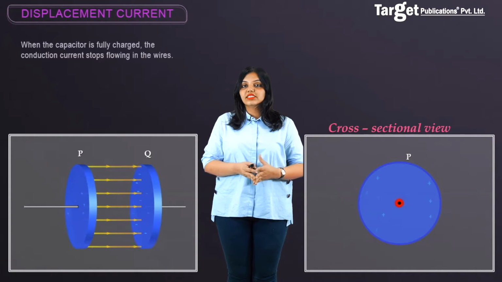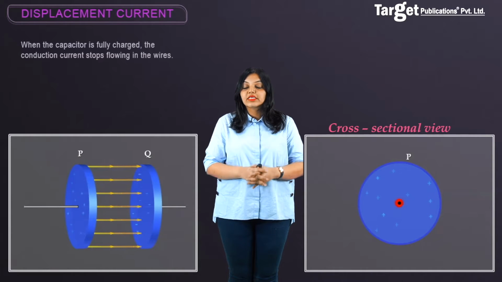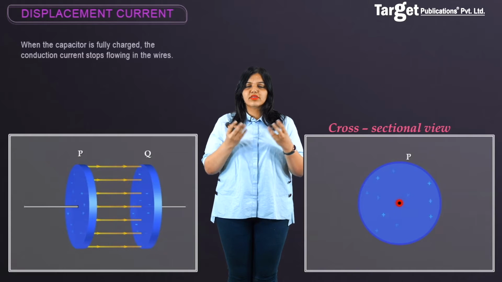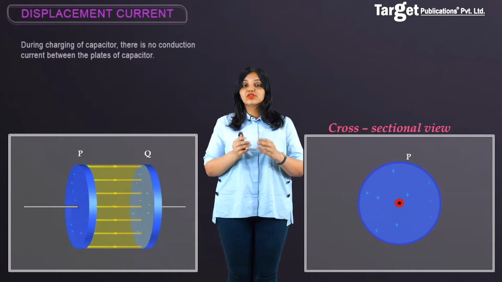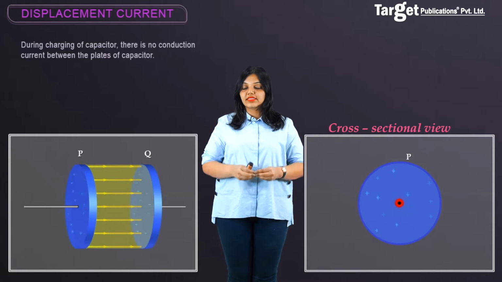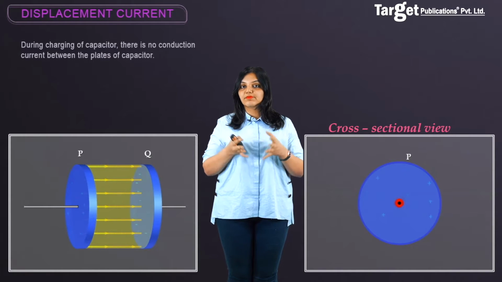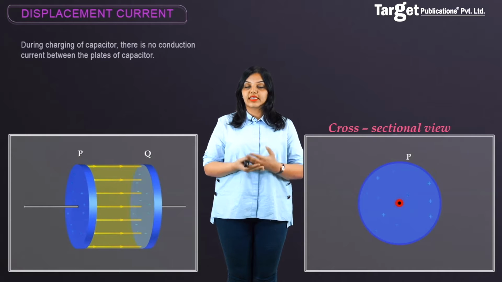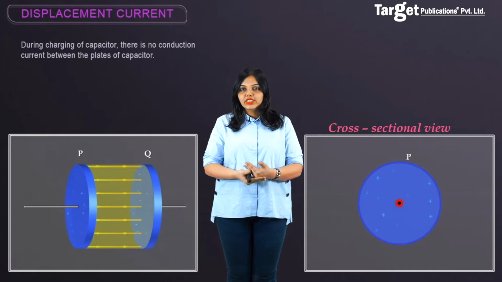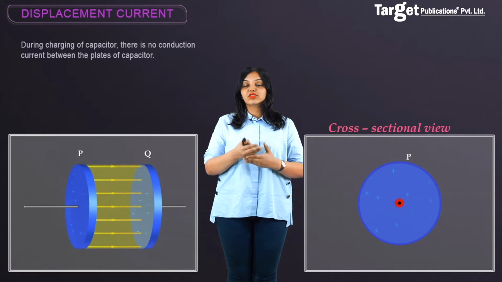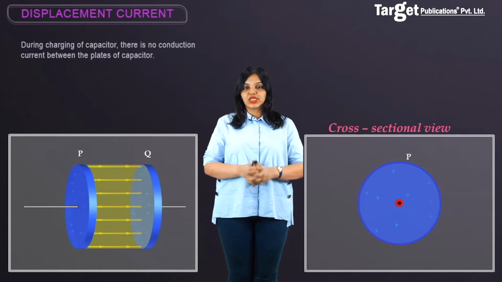However, what is now created is an electric field between the plates of the capacitor, as you can see for yourself. This electric field is created because of the stored charges on the plates of the capacitor. Now, during the charging of the capacitor, there is no conduction current between the plates. In fact, even when the capacitor is fully charged, there is no conduction current between its plates. What exists is an electric field. And because the current is changing while the capacitor is charging, this electric flux between the plates is also changing, and therefore the field that exists between the capacitor plates is also changing.